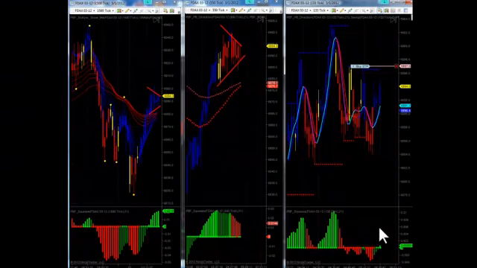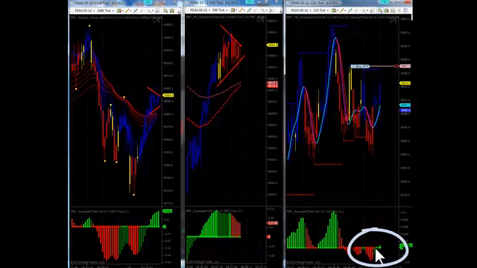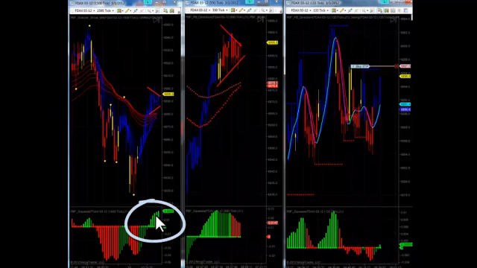Now that we are looking for a limit order, we see that our histogram is actually on the upside of the bias line on our short-term chart. We do get a higher high being made on our long-term chart. So at this point, we're just waiting.